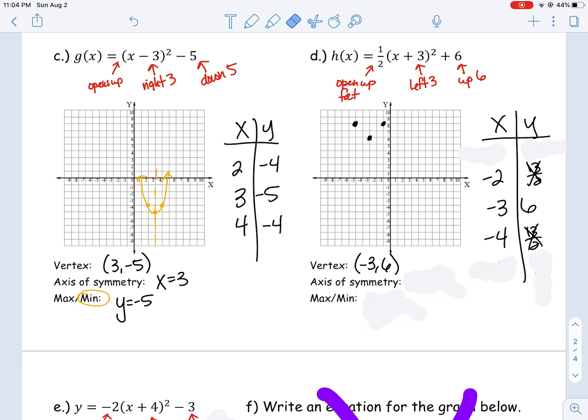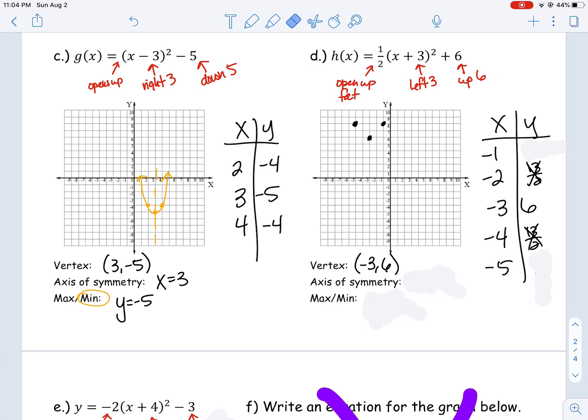And so our graphs aren't going to be as exact. So we might want to pick other values for x that might work out so that we have whole numbers as our y, so we can more accurately graph these. It's a lot easier if I have whole numbers. So I'm going to choose some other numbers instead of negative 2 and negative 4. How about negative 1 and negative 5?